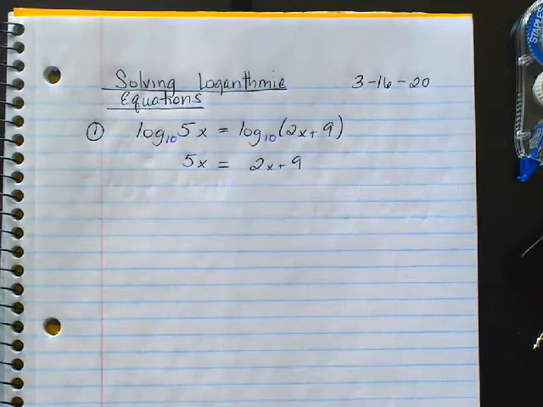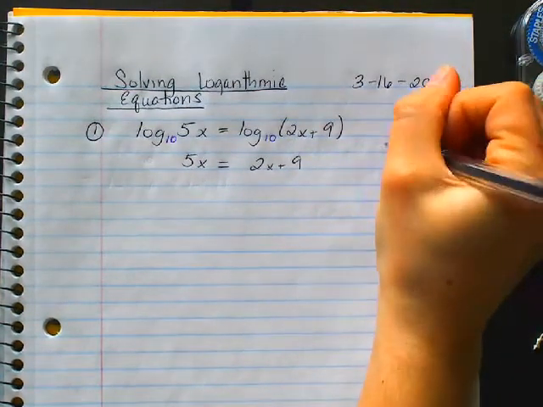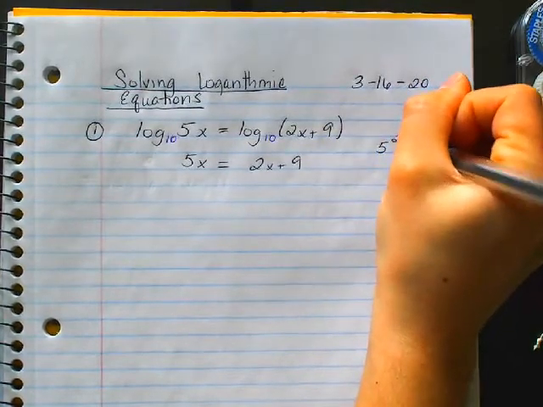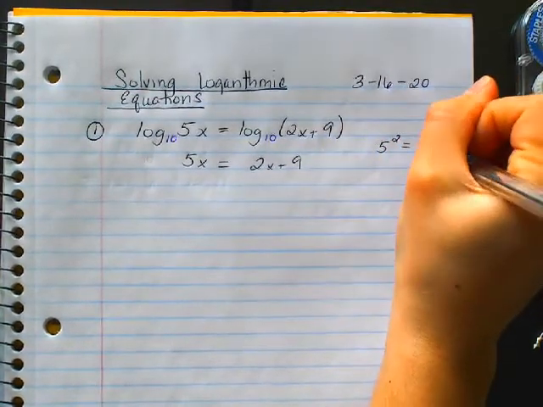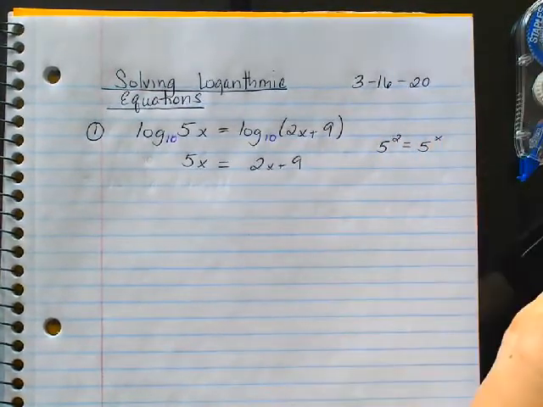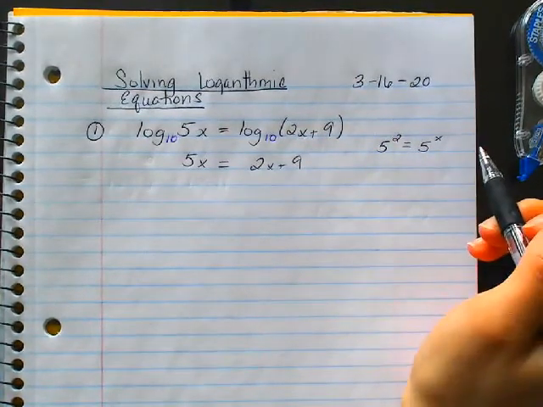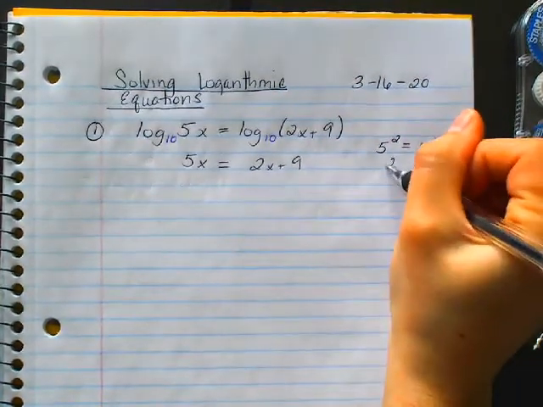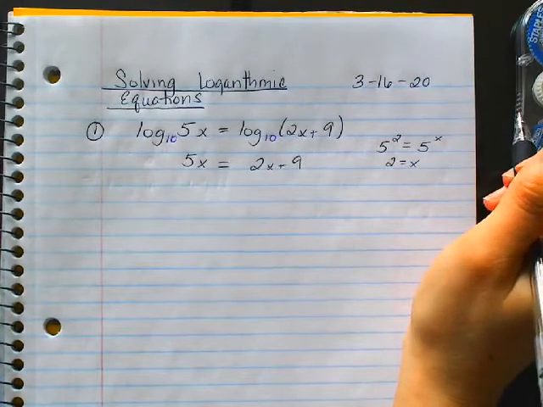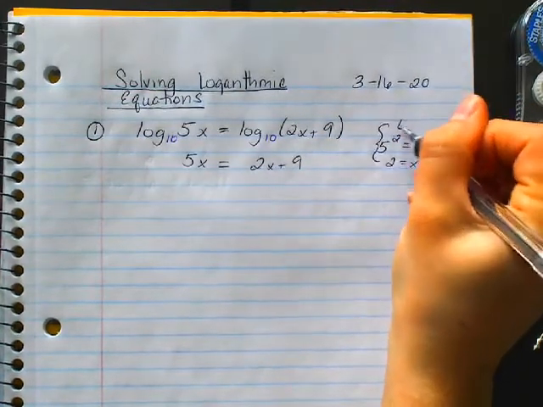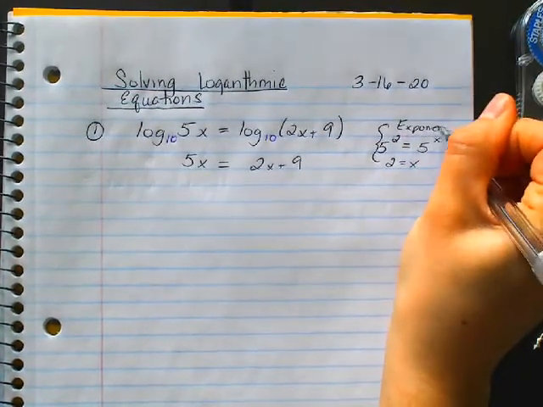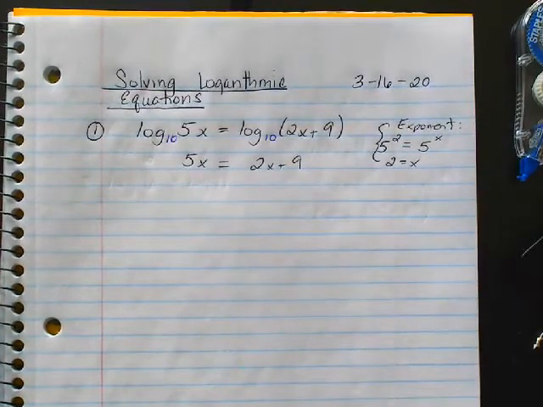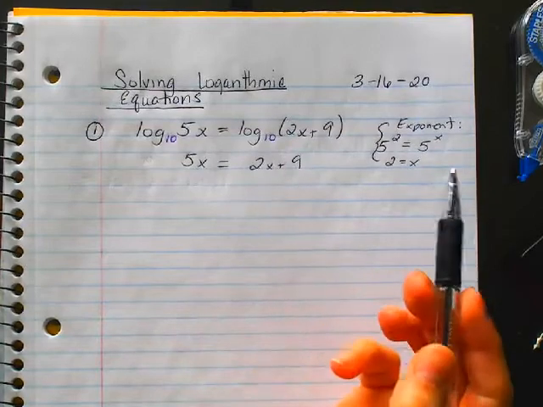Hopefully this sounds familiar. It's really similar to the exponent rules. If we say that 5 to the second power equals 5 to the x power, we can confirm that the bases are the same, drop the bases, and set the exponents equal to each other. So it's really similar to the exponent rule that we worked with earlier last week.